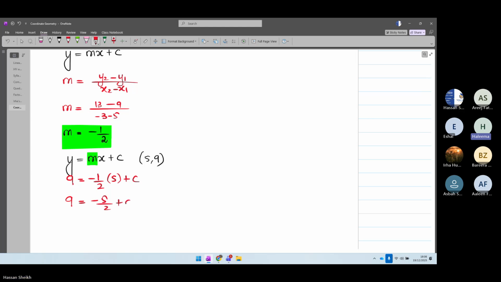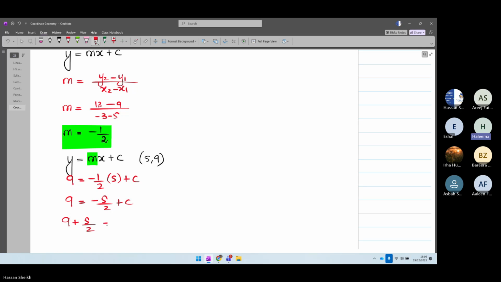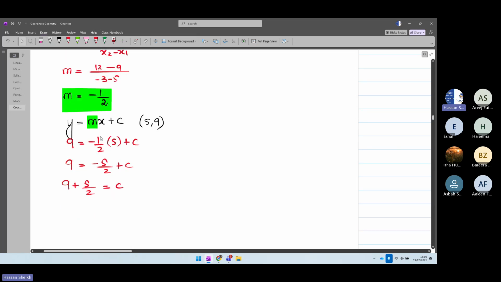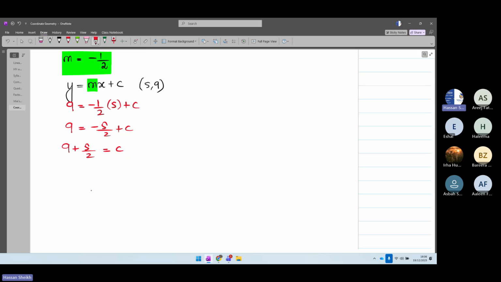Sir, can we convert -1/2 into decimal? Yeah, it's your choice. If you want to go with the decimal, go with the decimal. No one will consider it wrong. Okay. So minus 5 over 2 is minus 2.5. When it moves to the left hand side, it becomes plus 2.5. Do you agree? Yes. And 9 plus 2.5 is 11.5. And 11.5 can be written as 23 over 2.